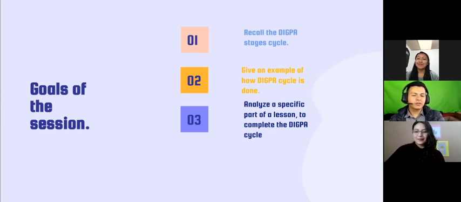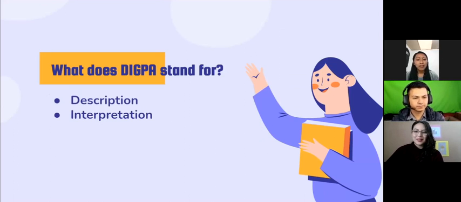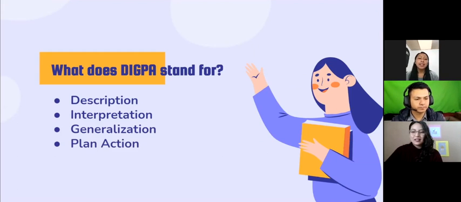All right. So to all our viewers, do you remember what DIGPA stands for? Let's start there. What does DIGPA stand for, Elizabeth? Sure. We have the D for description, I for interpretation, G for generalization, and the last one is plan action. Awesome. Very good. Now, in each stage, we can have different questions for us to do the reflection.